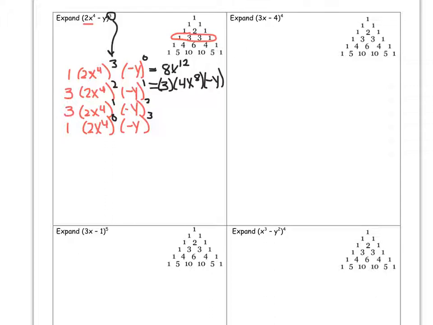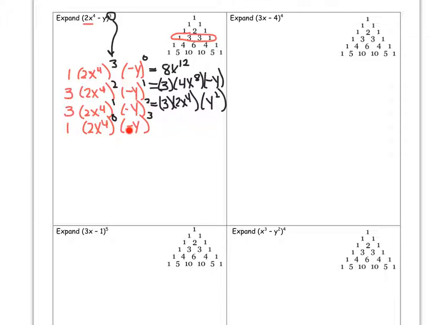Okay, then the next row is 3 times 2x to the fourth to the first, so that just stays. So we have 3, 2x to the fourth, and negative y squared is just positive y squared, because when we take the negative 1 and square it, we get positive 1. Okay, so this is 1. Anything to the 0 power is 1. And then we have negative y to the third.